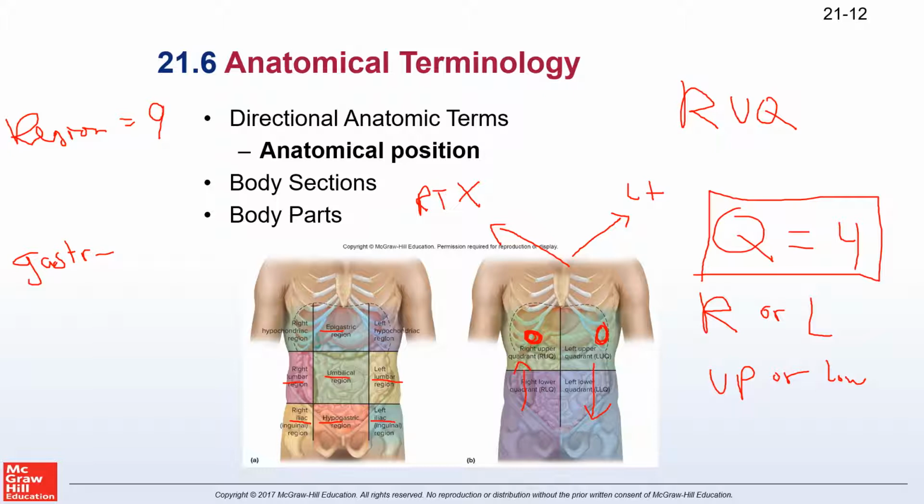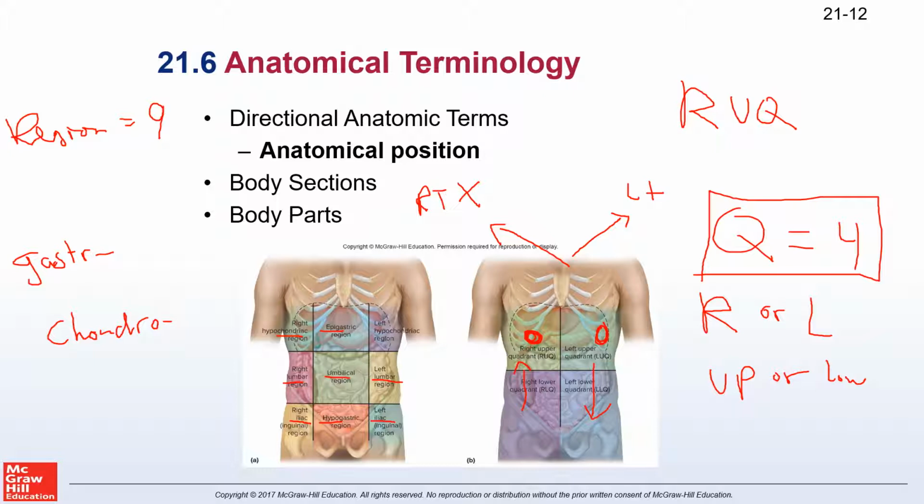And that just leaves the hypochondriac. So what is chondro? That's cartilage. So all this white stuff here on the rib cage, that's all cartilage. So below the cartilage on the right side, below the cartilage on the left side. So right hypochondriac and left hypochondriac region. All right, well, let's name the region.